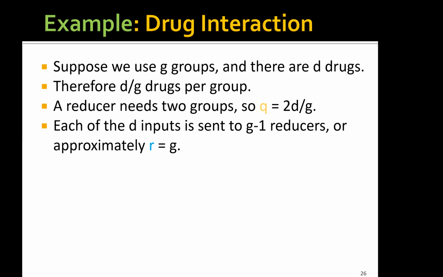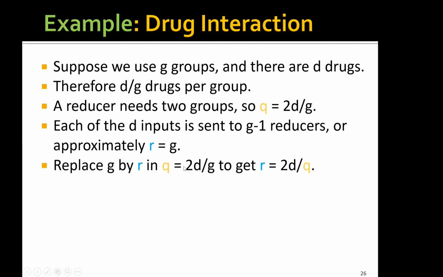Now, each input is going to be sent to G minus 1 reducers. That is, the reducer for its group and the other groups. And again, I'm going to assume that all these numbers, D and G and R and Q, are large. So G minus 1 and G are pretty much the same. So just to make things simple, I'm going to assume that the replication rate is G. It's actually G minus 1, but let's just call it G.